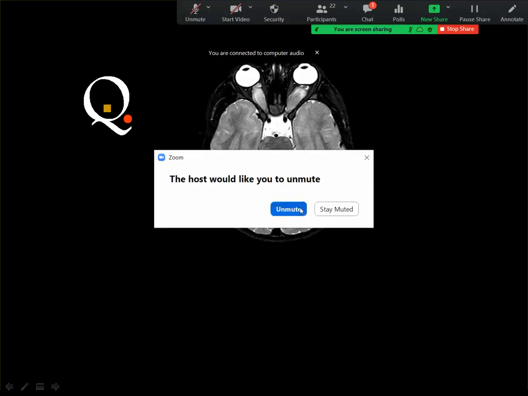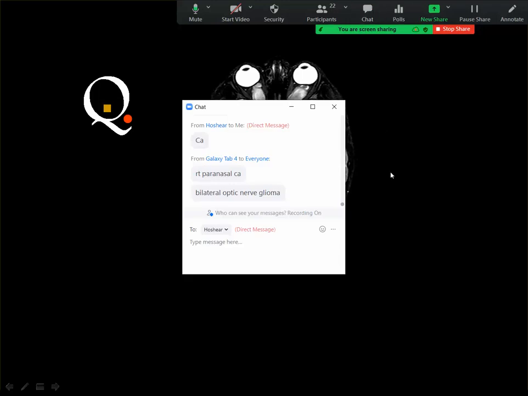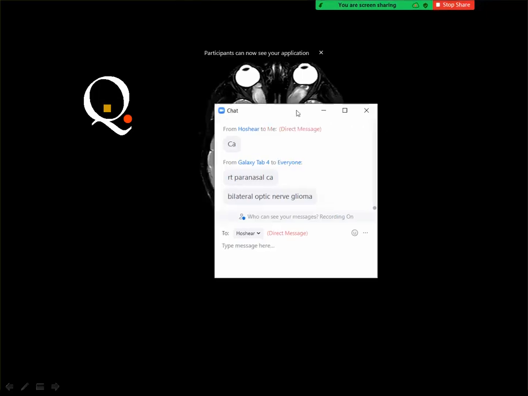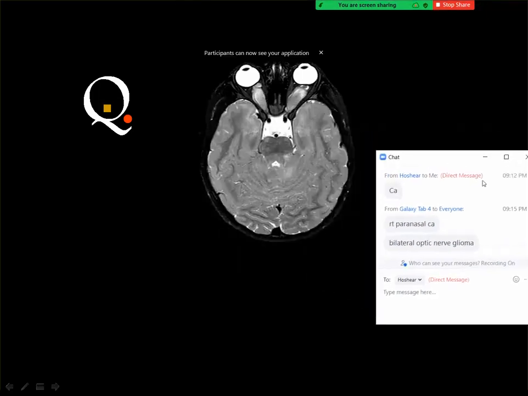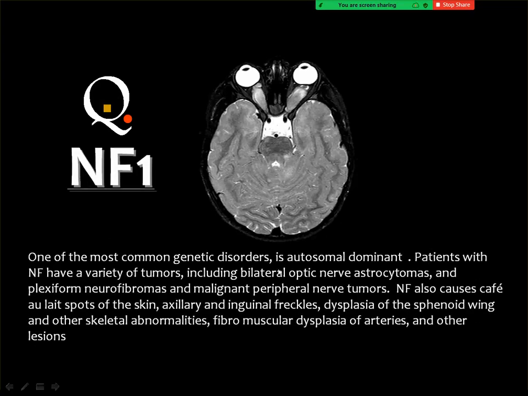Then there are some troubles with the internet as usual. And then this is bilateral optic nerve glioma. The answer is right because the optic nerve is involved by a mass bilaterally, and you get some tortuosity. You cannot see the optic nerve through the lesion. Then this is bilateral optic nerve gliomas, and in such a case, you should diagnose the possibility of neurofibromatosis type 1.